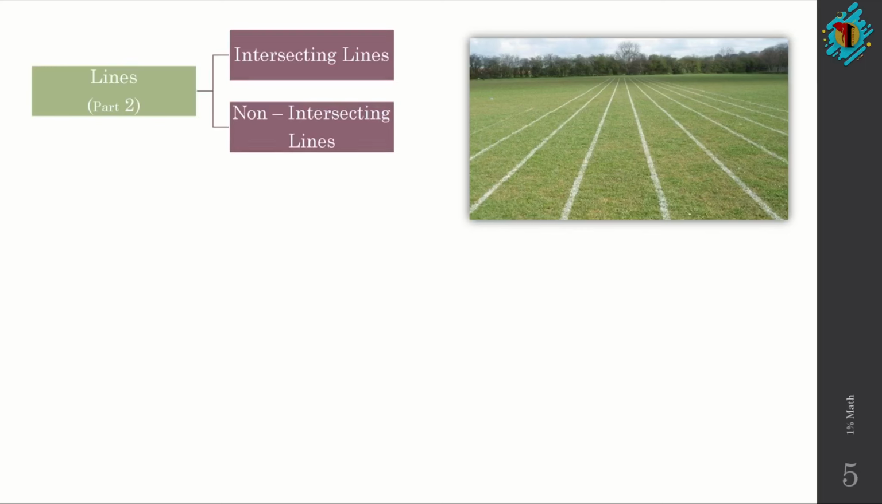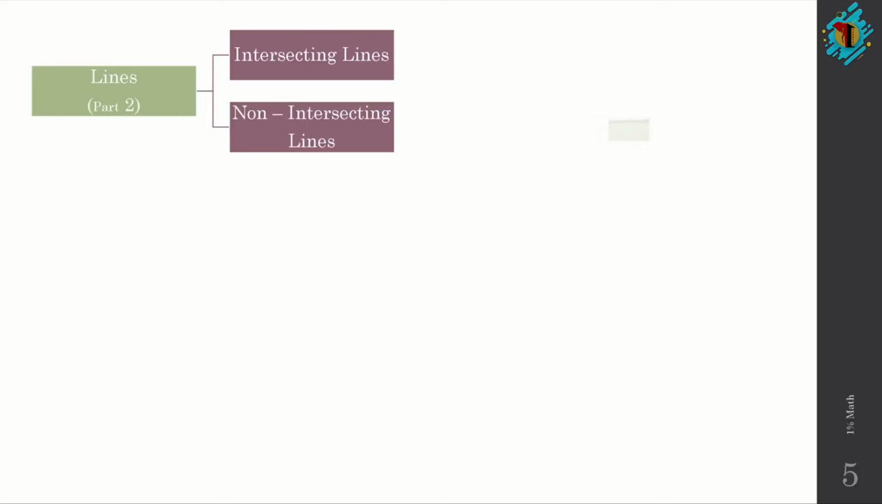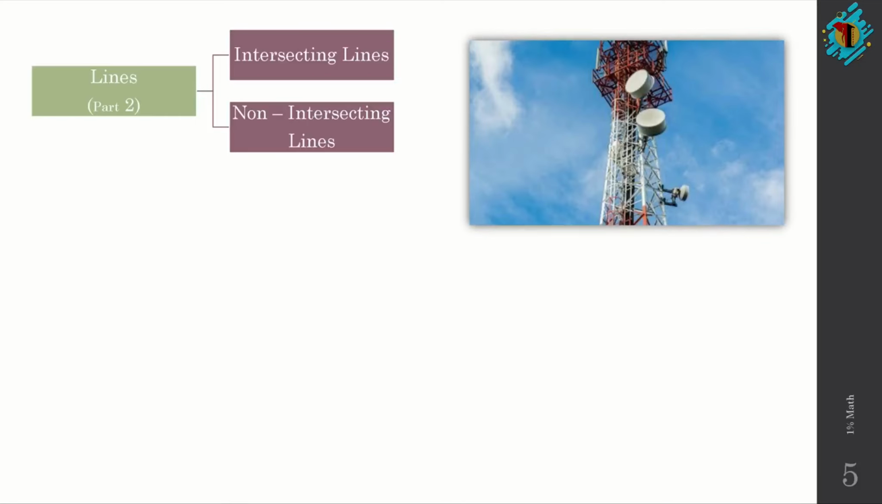And these tracks, we can say running tracks. If you see that, here we have non-intersecting lines. And you can see the TV tower. TV towers are arranged in such a way that those metal bars, in some places they are intersecting and some are non-intersecting. These are some applications of these two.